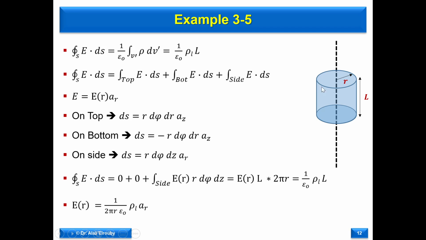The electric field along the side surface is uniform because of symmetry. So this integration will equal the integration along phi, which will give us 2 pi, and the integration along z, which will give us L. So the integration will equal this expression. The right hand side is placed here.